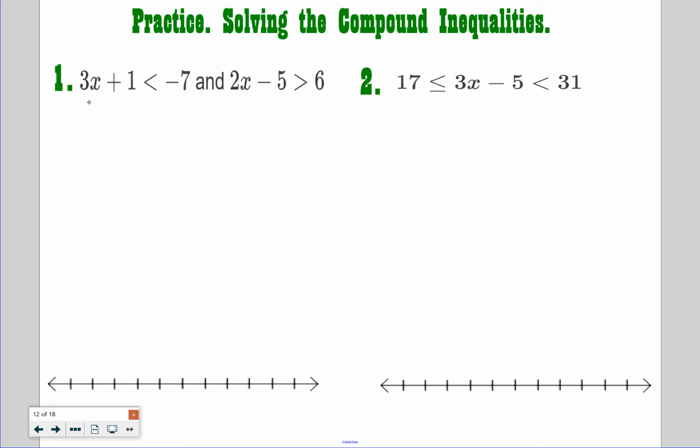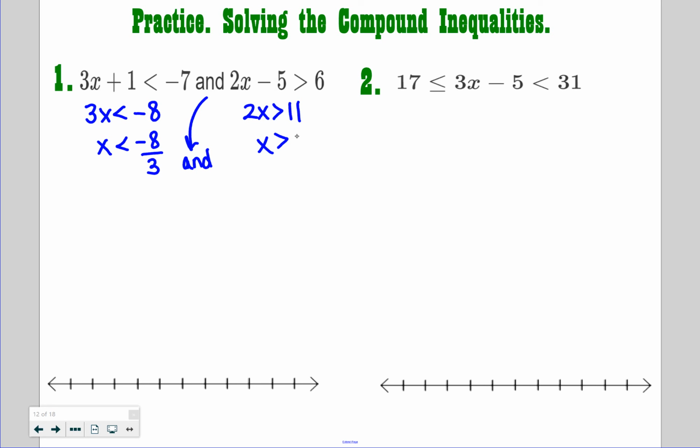For the first one, you should have subtracted 1 and then divided by 3. Bring down the "and." For the second one, you should have added 5 and divided by 2. If you want decimals for these to help you graph it, it's about negative 2.6 and 5.5.